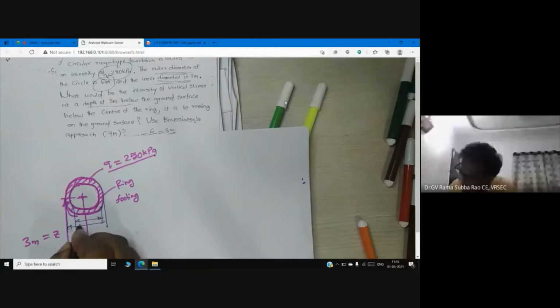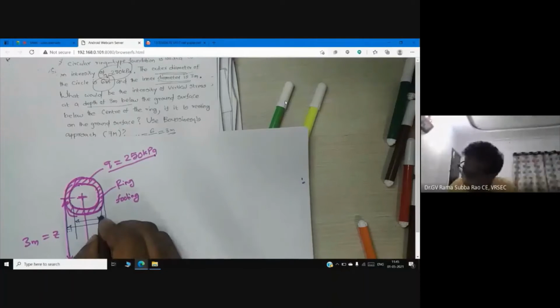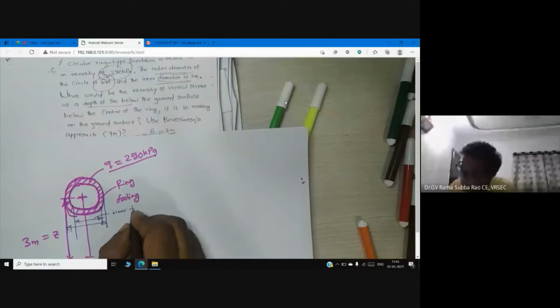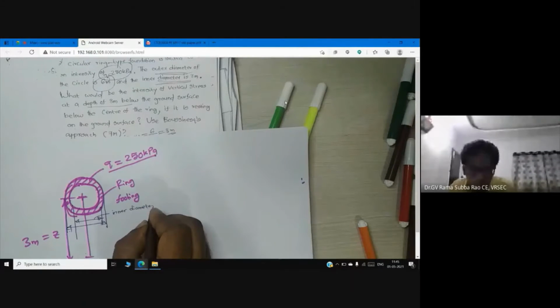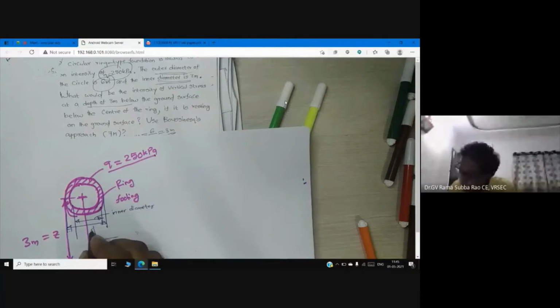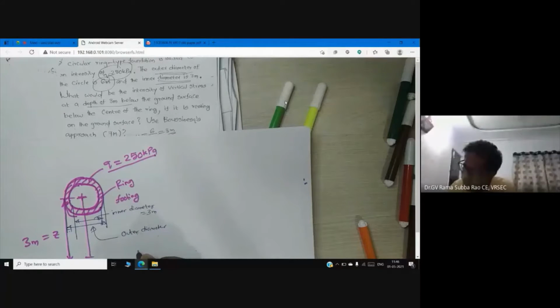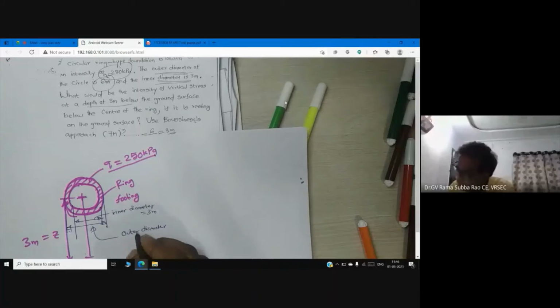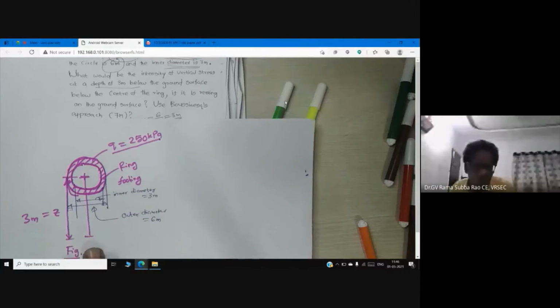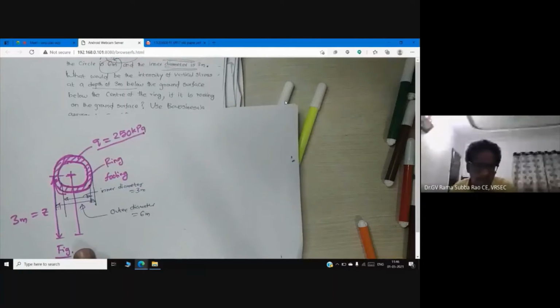Both are given actually. So here you see the inner diameter, and you can see the outer diameter. The inner diameter is 3 meter, and the outer diameter is 6 meter.